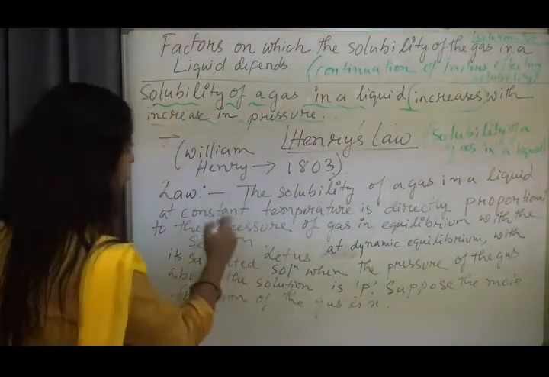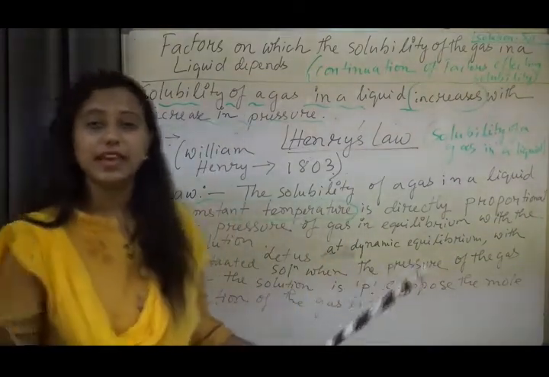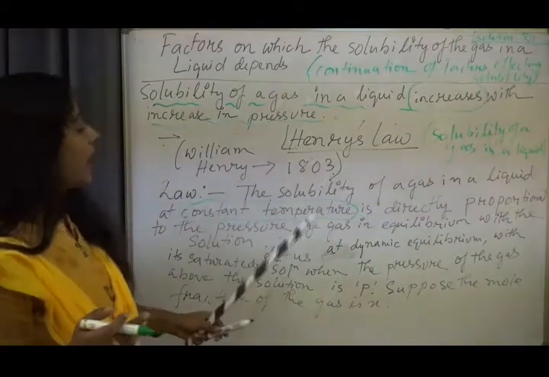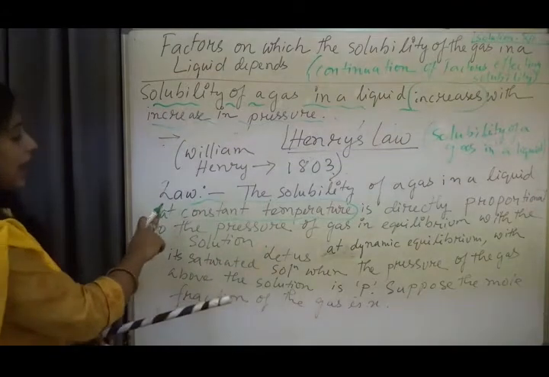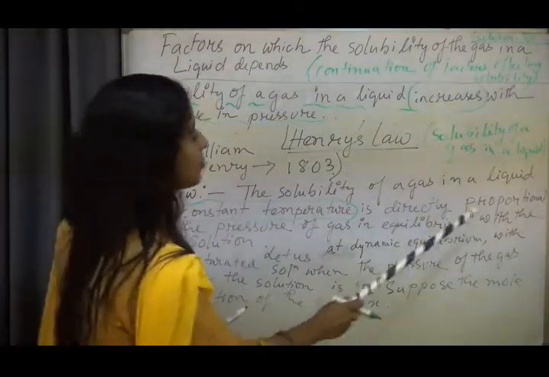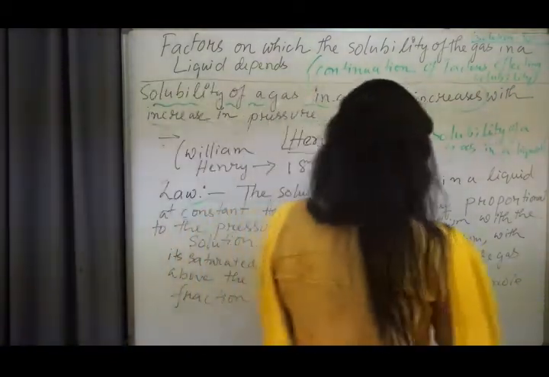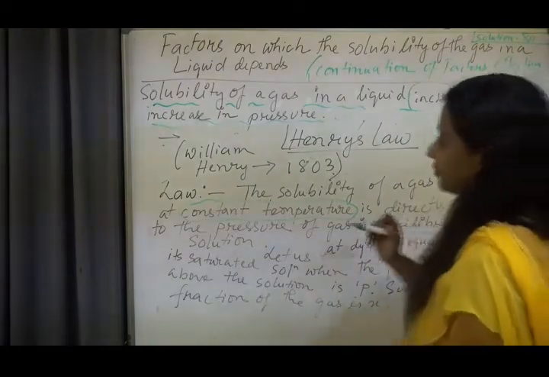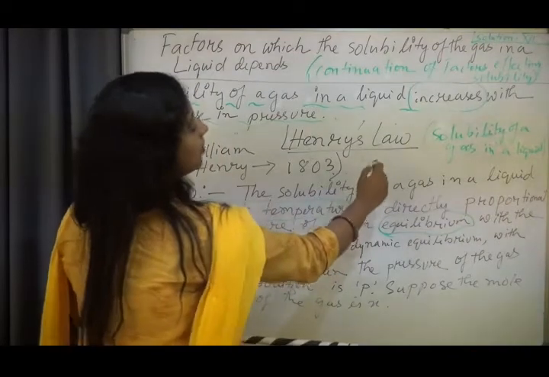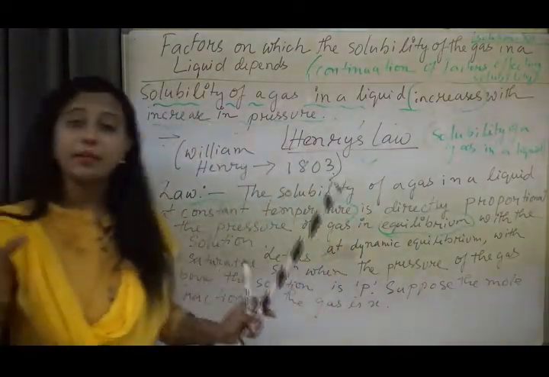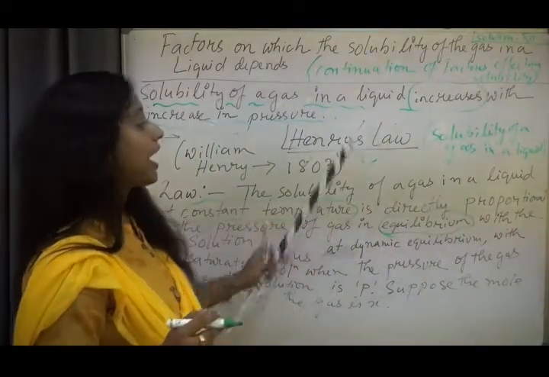Here the term constant temperature is coming. This is a very important one. The temperature in this case is remaining constant. So the solubility of a gas in a liquid at constant temperature is directly proportional to the pressure of the gas in equilibrium. These two terms are very important. If you students skip these two terms, then the law will not be correct. So constant temperature and equilibrium are the two important terms which you have to add in this Henry's law.